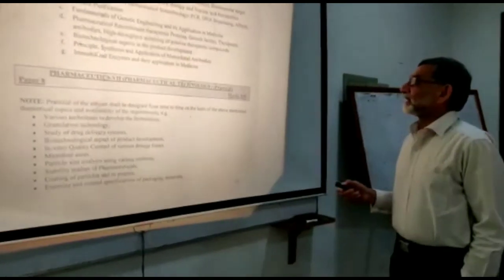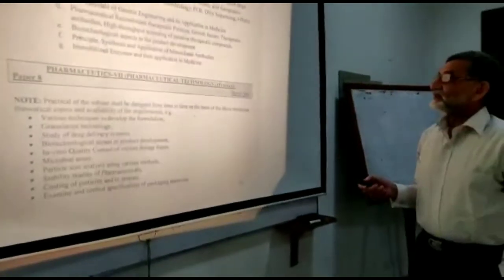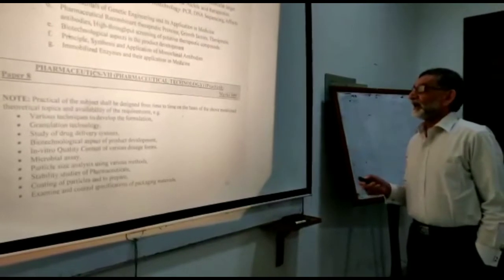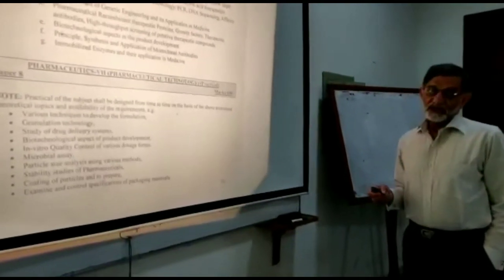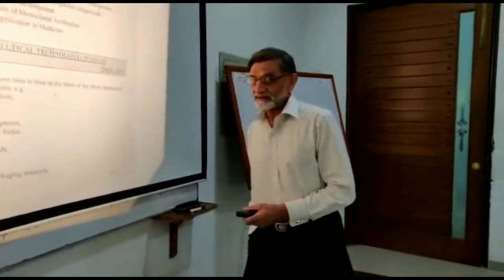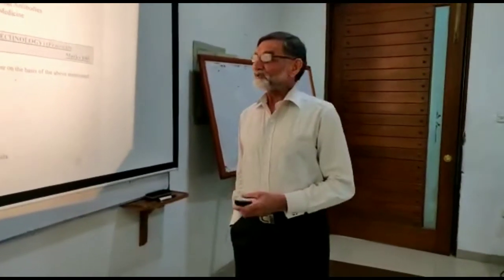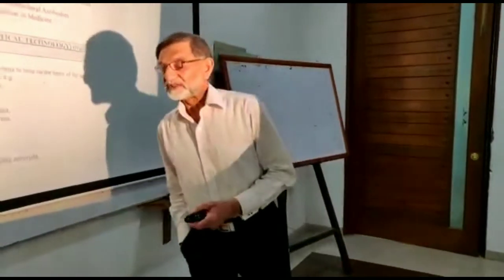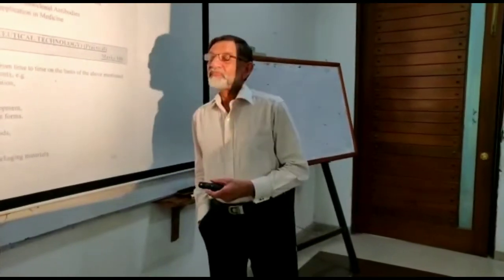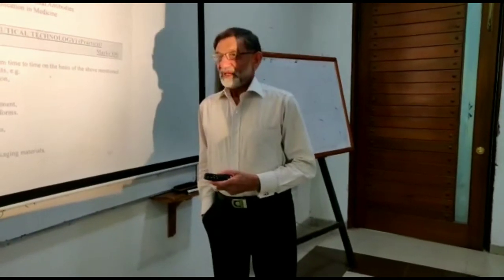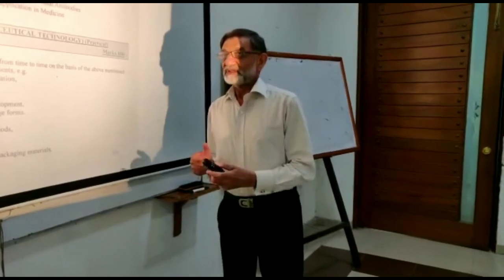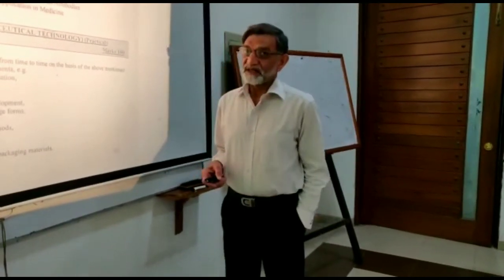Then the immobilized enzyme and their application in medicine. This is the topic of the talk of today. Immobilized enzymes and their application in medicine. Now you see, what are the various kinds of enzymes which are used in medicine? You can see TPA, that is tissue plasminogen activator, streptokinase, and so forth. These are the enzymes which are used in cardiovascular disease. TPA is the most modern one, tissue plasminogen activator. This is being used in myocardial infarction.